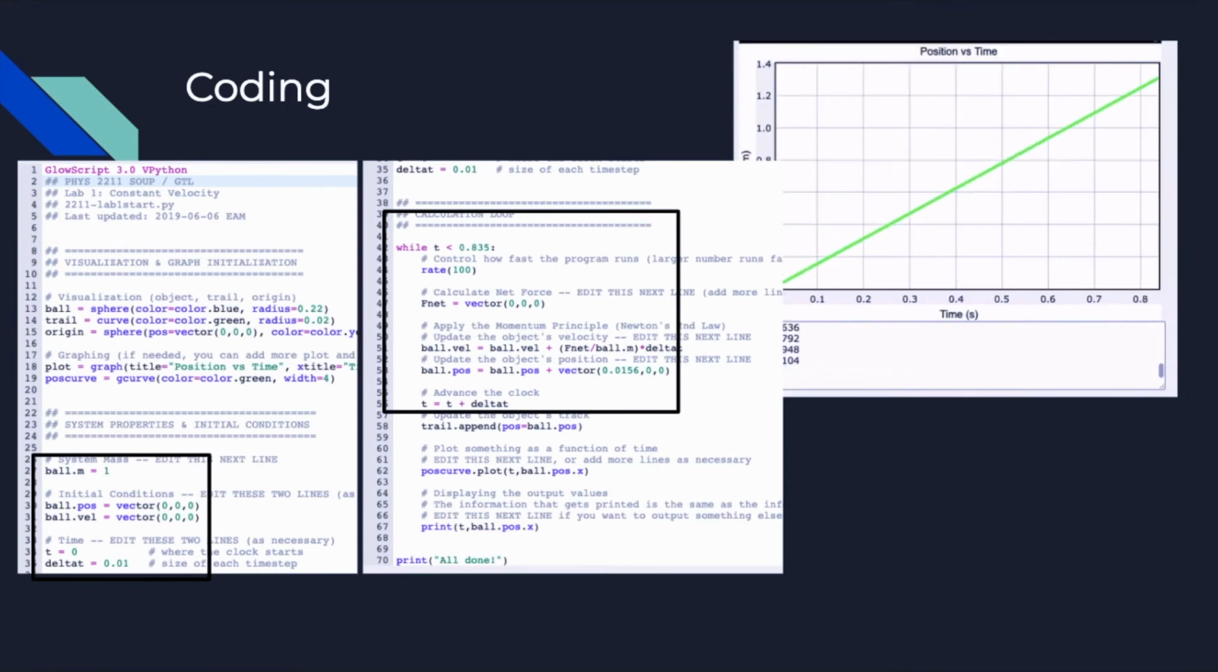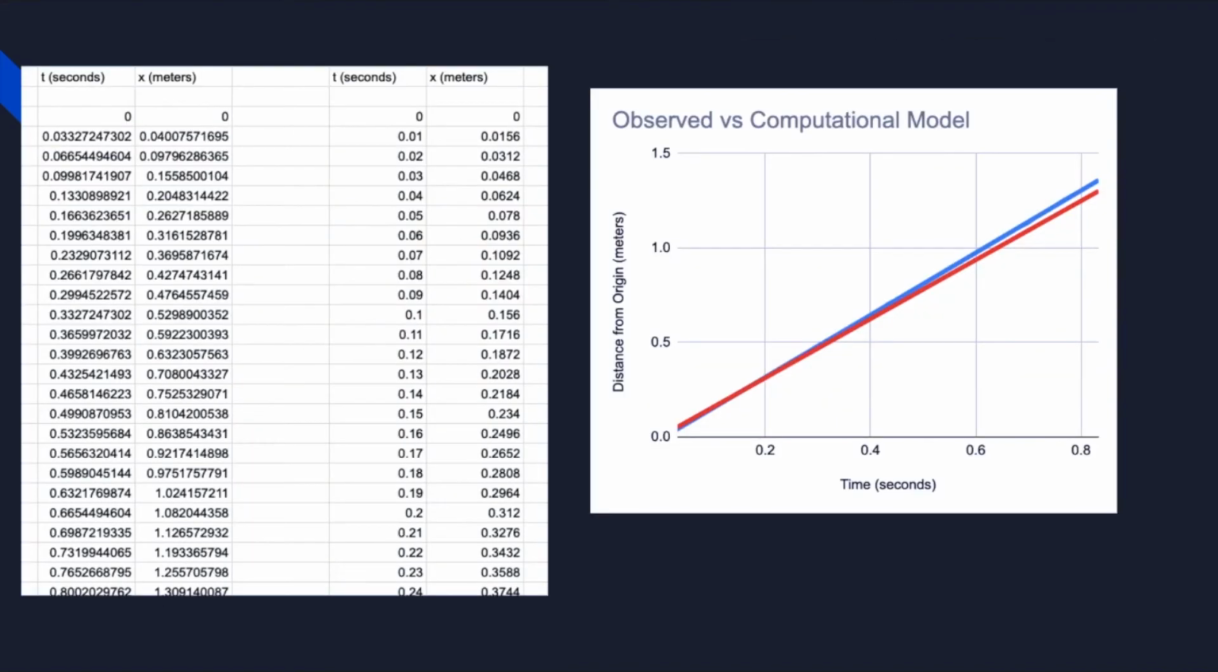This is the comparison between the observed and computational model, and according to the graph, you can see that the computational model yields a slightly higher velocity than the observed model. This can be explained because of the force of friction.